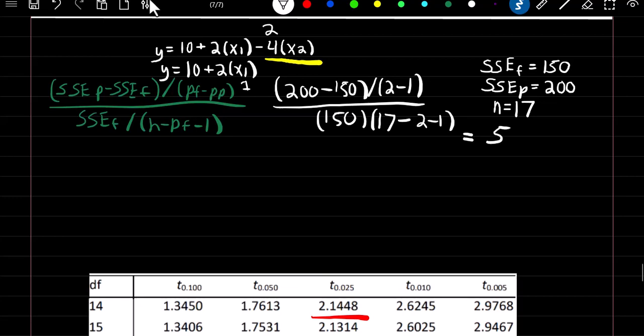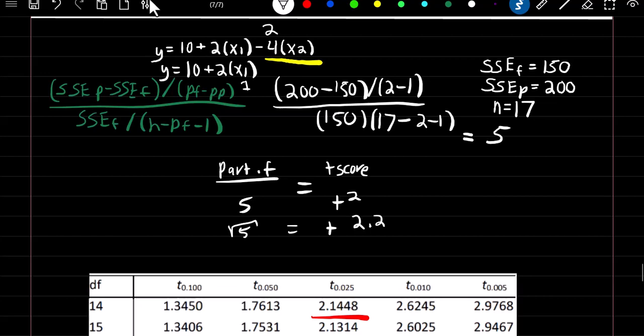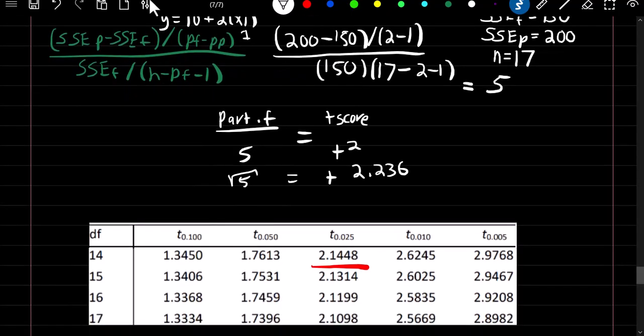So a special rule is that when you only use one predictor for your partial f-test, this partial f-test, or 5, is going to be equal to the value of our t-score squared. So if we take the square root of 5, we can find that our t-value is going to be 2.236. So now you can use this value, and just like a regular t-test, you can find if the parameter is statistically significant using a t-table.